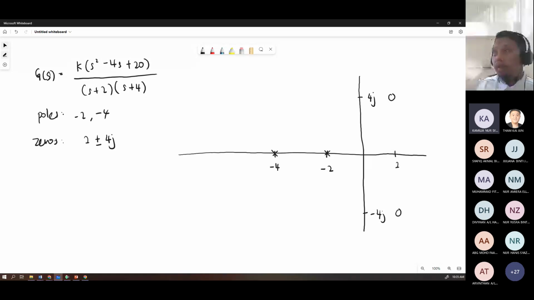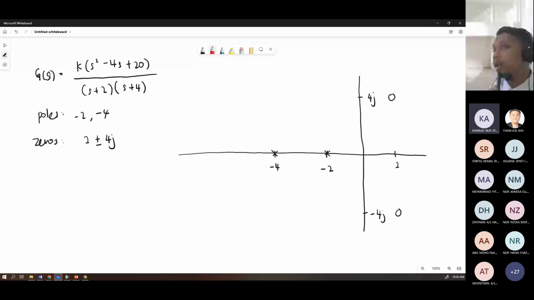So now we have this poles and zeros sketch, and then we can deduce how the shape of the root locus will be. We know that one of the branches will go from a pole to a zero, and another one will go from a pole to a zero as well, because we have two poles and two zeros, and then we have two branches.